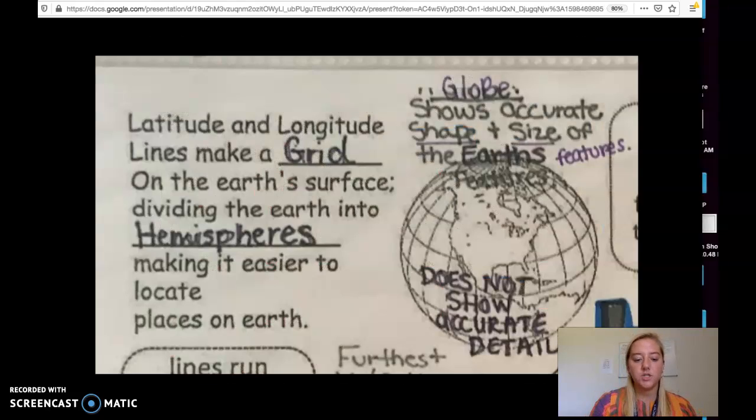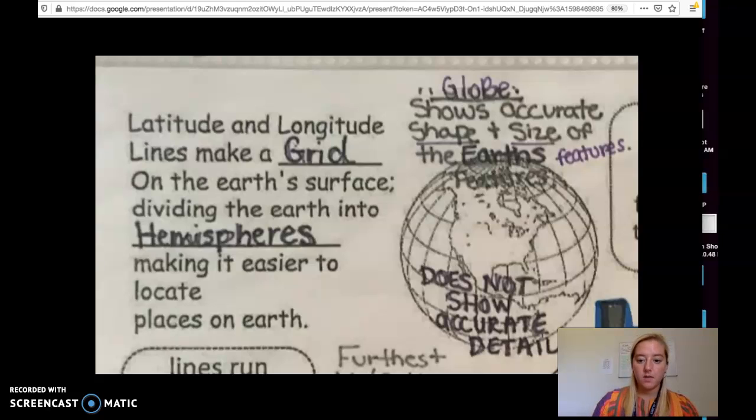So latitude and longitude lines are used. They make a grid on the Earth's surface, dividing the Earth into hemispheres, and it makes it easier to locate places on Earth. So if we're standing here in Bladen County, we have our specific latitude and longitude coordinates that when put together will give us a pinpoint of our exact location.